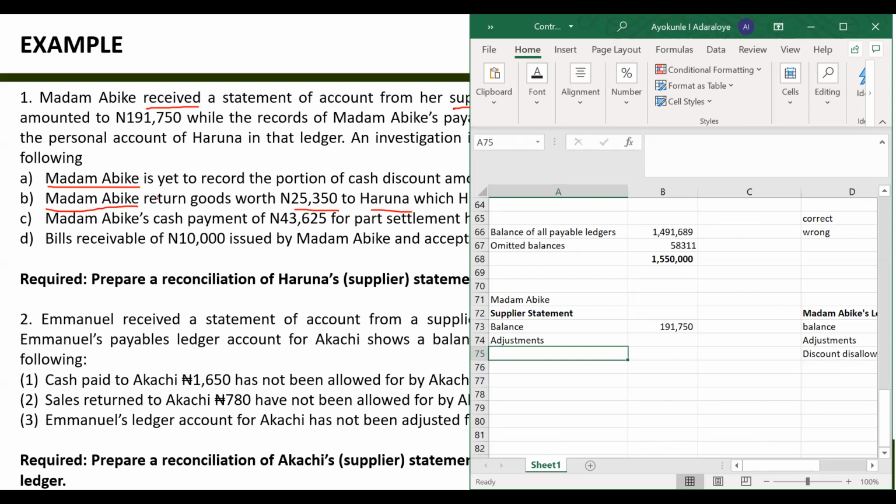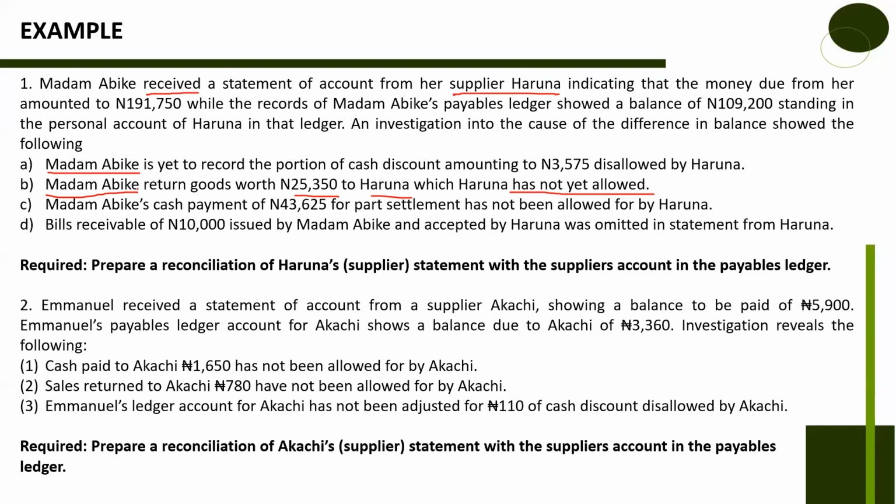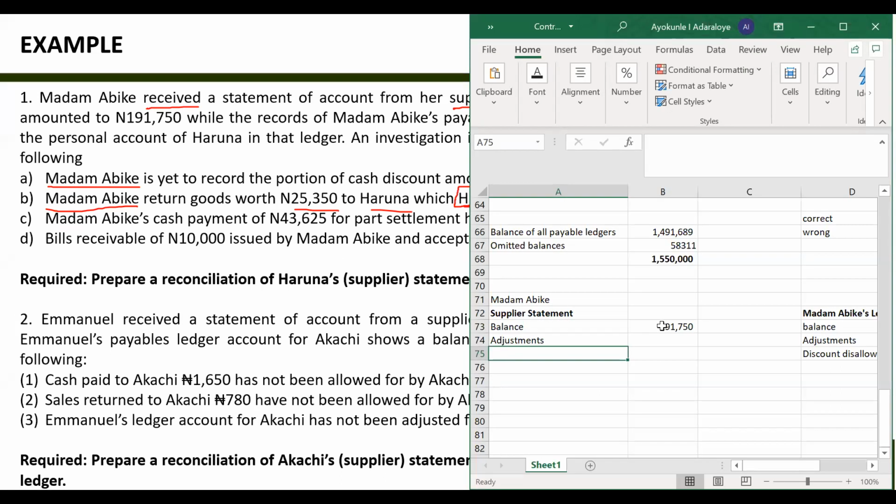See, look at it now. That one is even the easiest part. Madam Abike returned goods to Aruna. Aruna has not yet allowed it. In the statement Aruna sent, it did not include these goods that Madam Abike sent back. So what are we going to do? Are we going to subtract it from what he sent, or add it to what he sent?